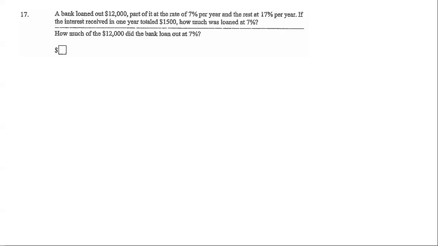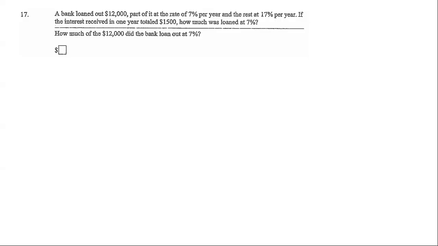Okay, so here it says a bank loans out $12,000, part of it at a rate of 7% and the rest at 17%. If the interest received in 1 year totals $1,500, how much was loaned at 7%? How much of the $12,000 did the bank loan out at 7%?